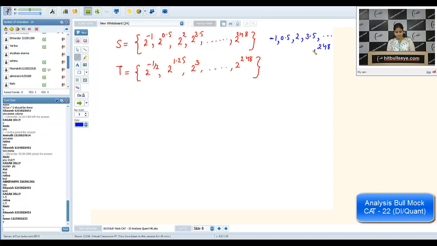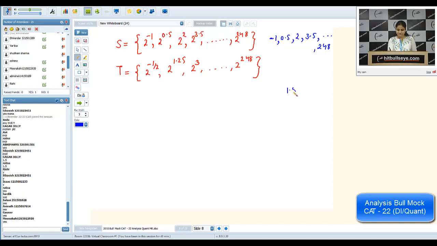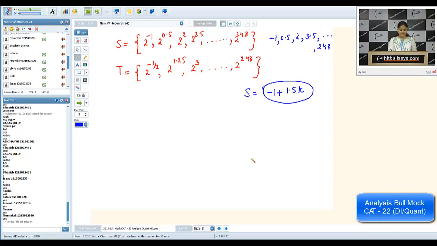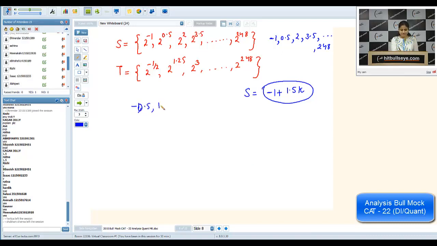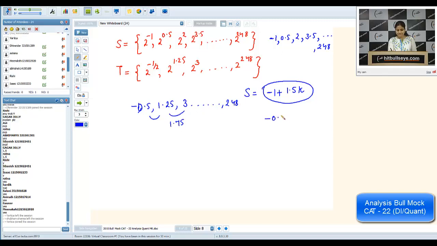Are you getting me, guys? Yes or no? Okay. So these are the terms. So I can say for S that every term is of the form minus 1 plus 1.5k. If I take k as 0, I'll get minus 1. Now if I take T, the powers are minus 0.5, then we have 1.25, then we have 3 and so on up to 248. Here the common difference is 1.75. So I can write minus 0.5 plus 1.75k.